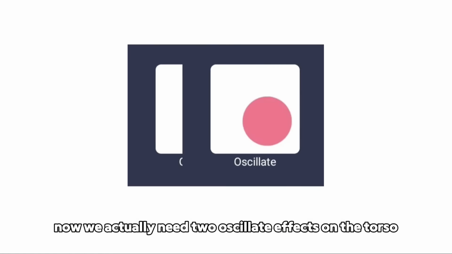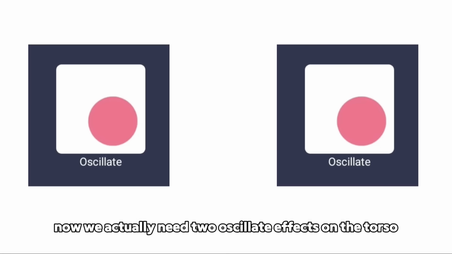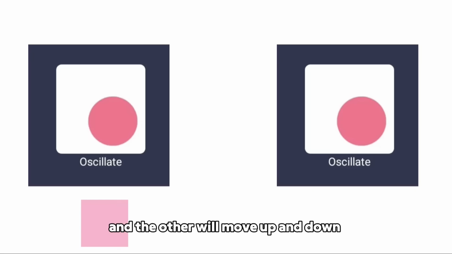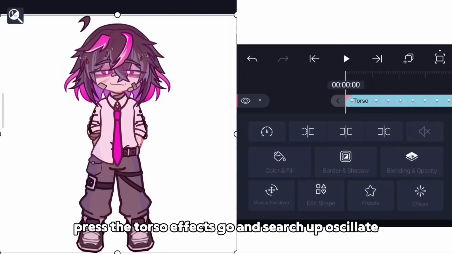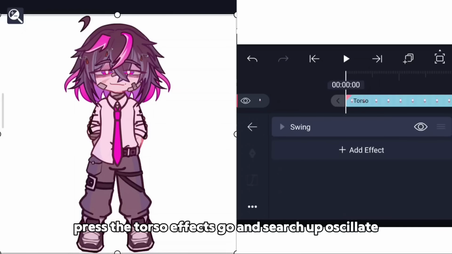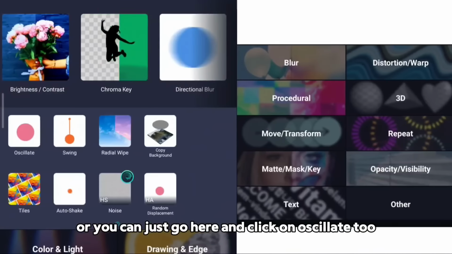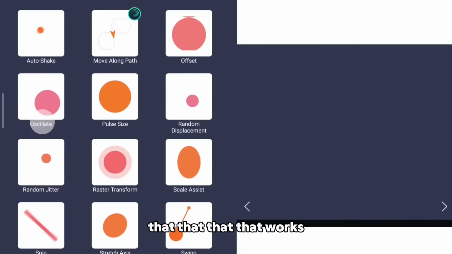Now we actually need 2 Oscillate effects on the torso. One will take care of moving side to side, and the other will move up and down. Like how I told you before, press the torso, effects, go and search up Oscillate, or you can just go here and click on Oscillate too, that works.